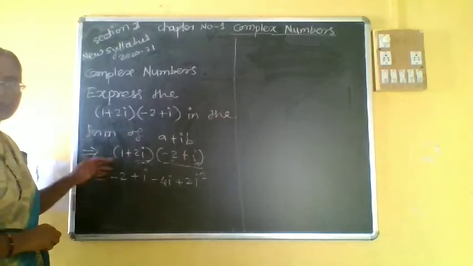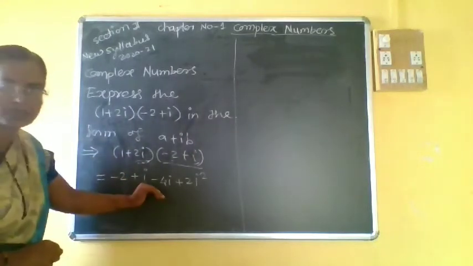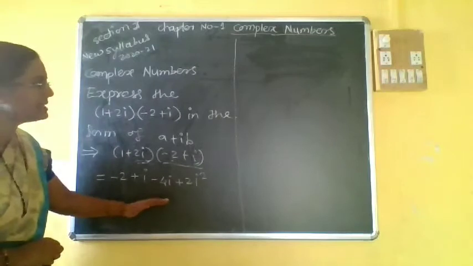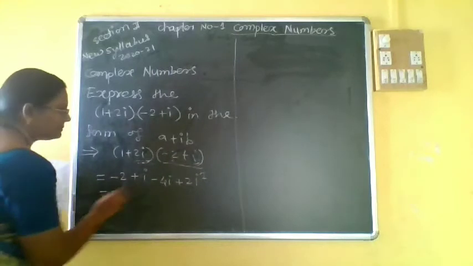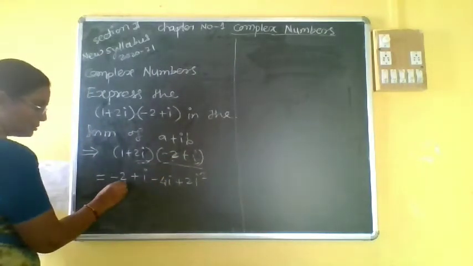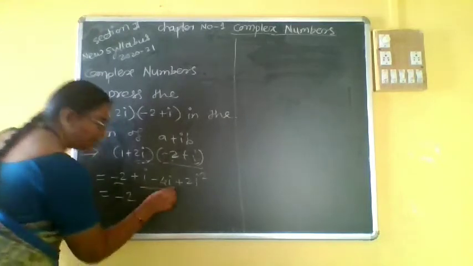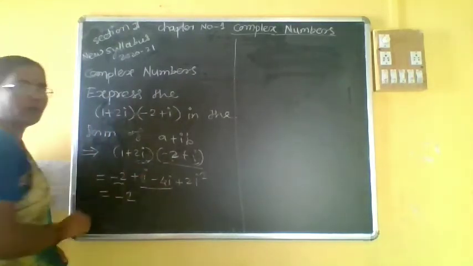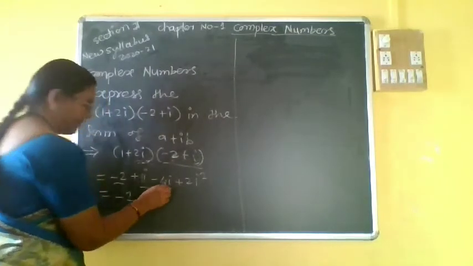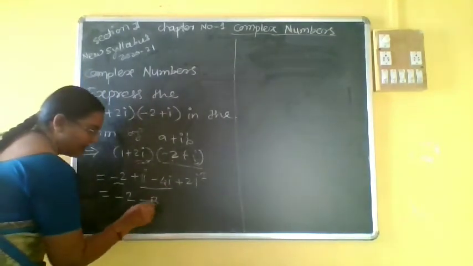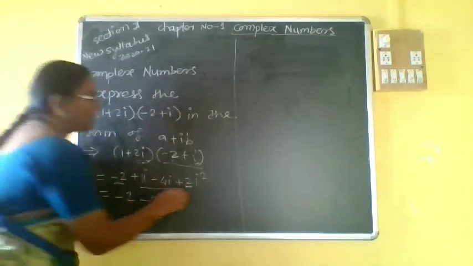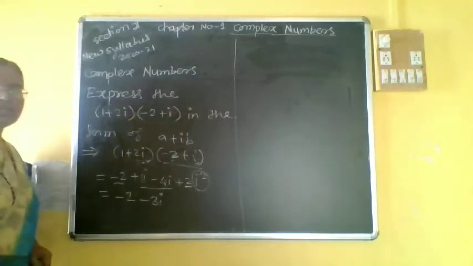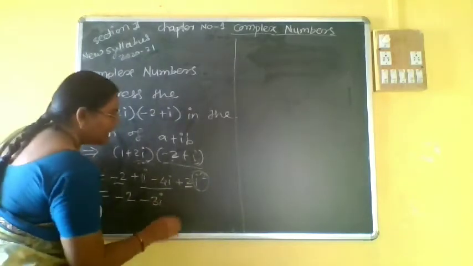This expansion of the two brackets gives these terms, and we express them in the format a + ib. Take -2 as it is. Adding these two terms, i minus 4i becomes -3i. Keep 2 as it is and put the value of i². What is the value of i²? It is equal to -1. We have seen this in the last lectures.